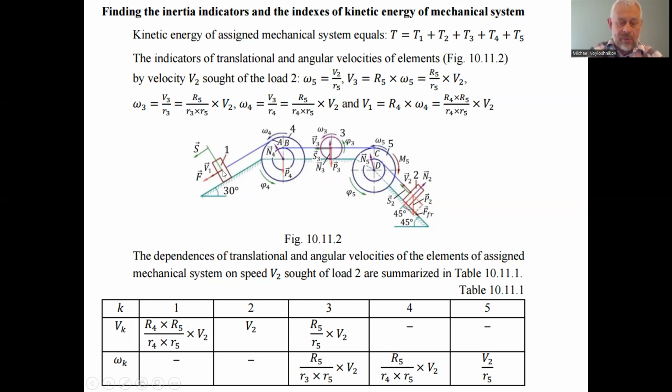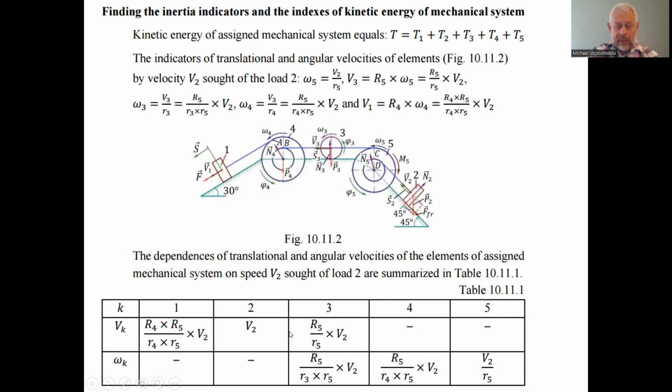that the velocity of the load 1, this massless load, is the ratio where in the numerator we have the product R4 and R5, the uppercase outer radii of these two stepped pulleys, and in the denominator we have lowercase r4 and r5. This ratio is multiplied by the velocity of the subject to find, V2. So we redefine the motion of all elements by the translational velocity of the second load.